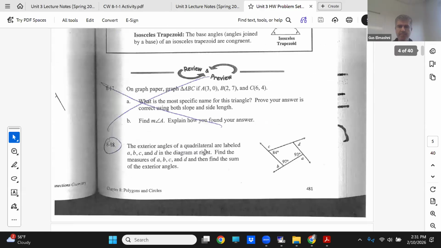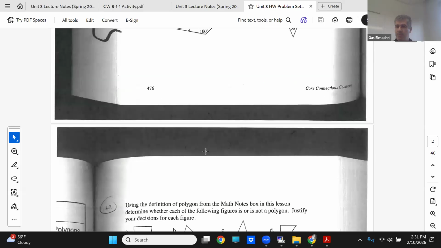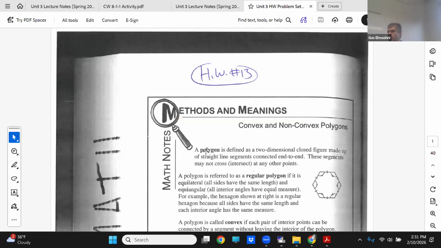So anyhow, we haven't really gotten too deep with this yet. It's more just exploring the shapes. That's all we kind of just did today, and just talking about what a polygon is.